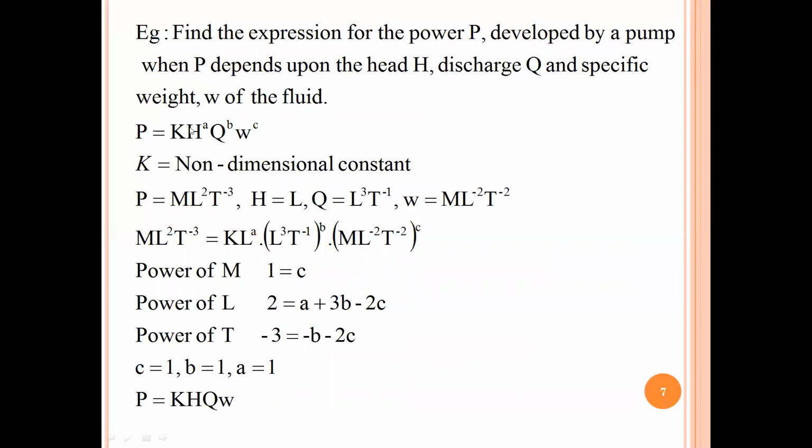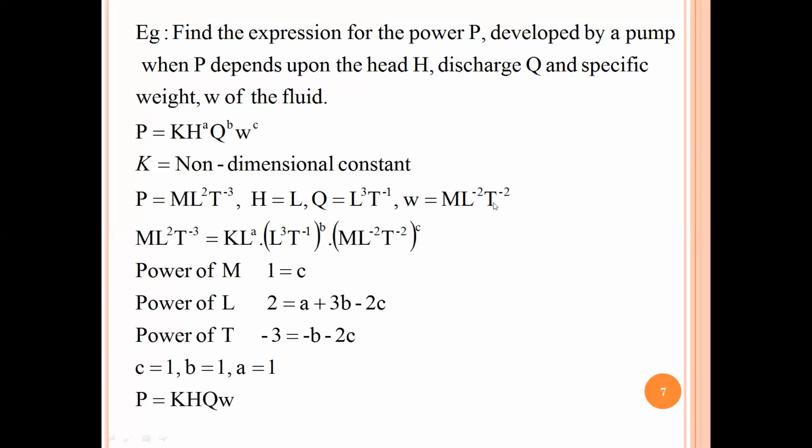As per the methodology, I'm writing in the exponent form, H to the power A, Q to the power B, W to the power C. This is the meaning of writing in its exponential form. Then I'm going to write in its dimensional form. For P, it is ML square T to the power minus 3. For H, it is length, L, meter. Q is discharge, volume per second, so L cube T to the power minus 1. And W is specific weight, so it is weight by volume, ML to the power minus 2, T to the power minus 2.